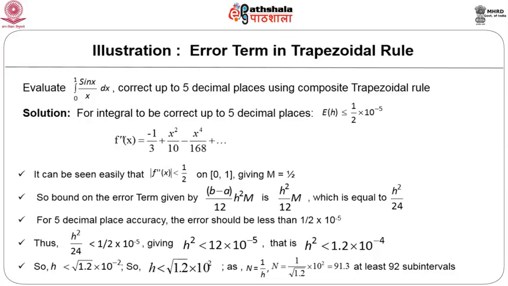And so we can say the error is less than 1 by 24 into 1 by n square, and that should be less than half into 10 raised to minus 5, and so h square is less than 12 into 10 raised to minus 5. So h you get in this case less than the square root of 1.2 into 10 raised to minus 2, and so the number of divisions you get as 91.3.